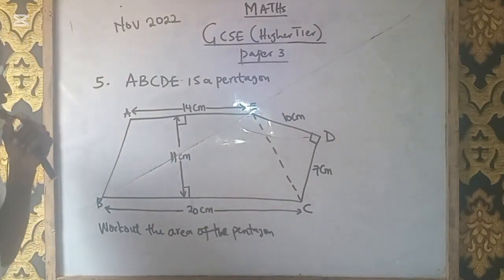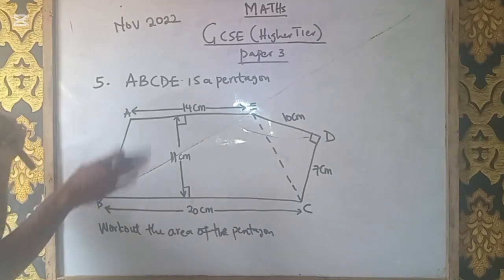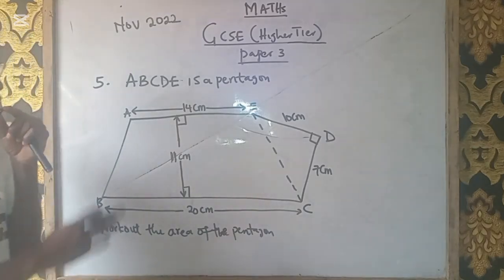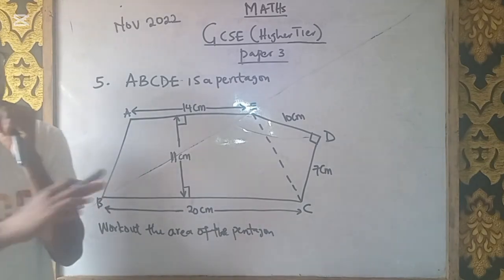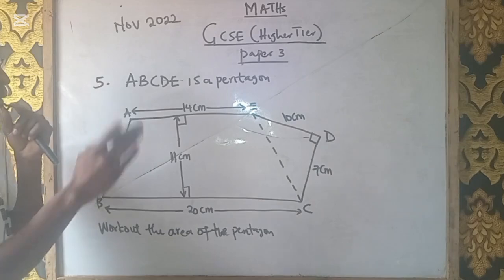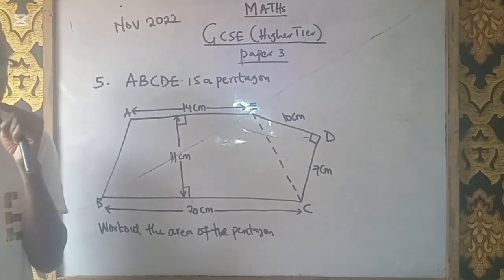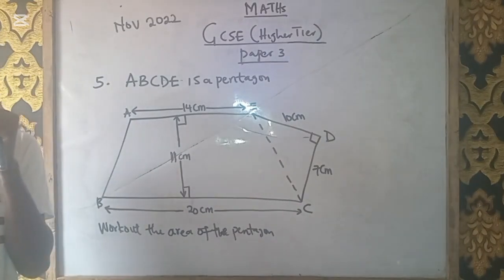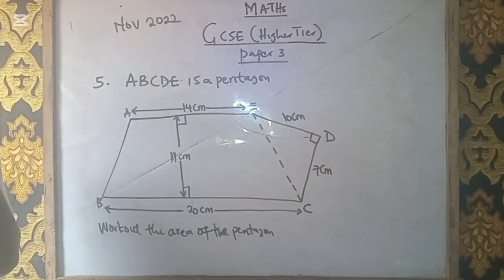Now, how do we find the area of this pentagon, of this gigantic diagram? I'm very sure that most students, when they come across problems like this, will be discouraged. They'll be like, let me skip this one, let me go to the next one, and I'll come back to it. It is actually very simple. What you just need is to segment the diagram. Segment means divide the diagram.